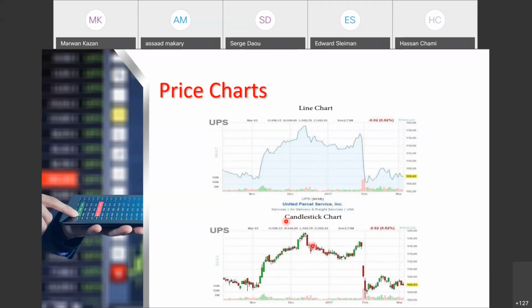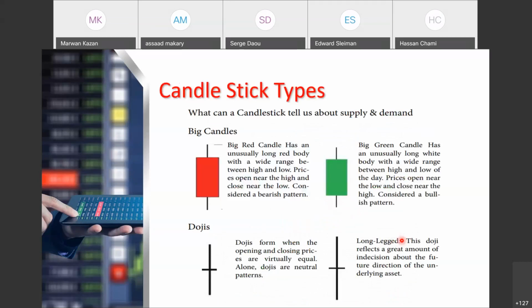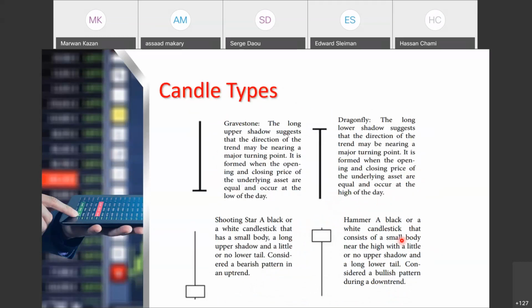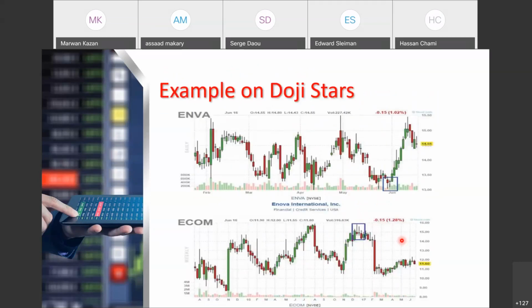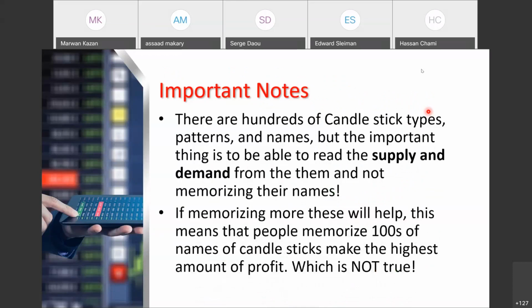So this, for example, doji over here, we can't see it over here. Now let's go back. There are hundreds of candles and names. So I showed you some names and some patterns, but there are literally books that teach you 100.